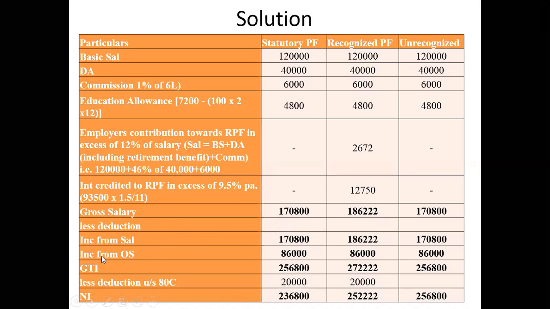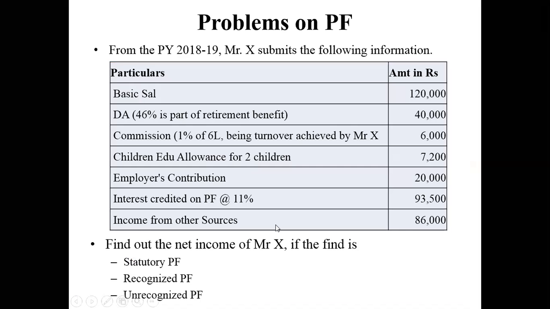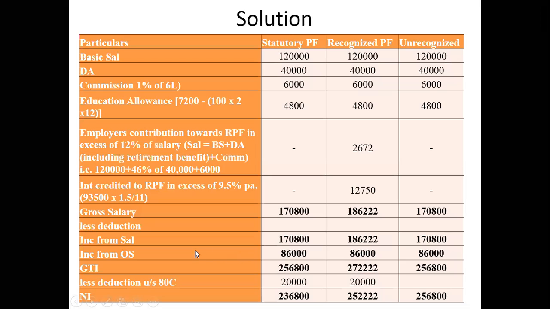Now to this, I add income from other sources. What is income from other sources that I have received? Might be I have received some money, or this X has received some money. So he has received around 86,000 rupees in that particular year. So that is going to be charged to income from other sources. So when you take the total of these two, you get gross total income 2,56,800. Okay, and accordingly you get all those amounts that are mentioned under gross total income.